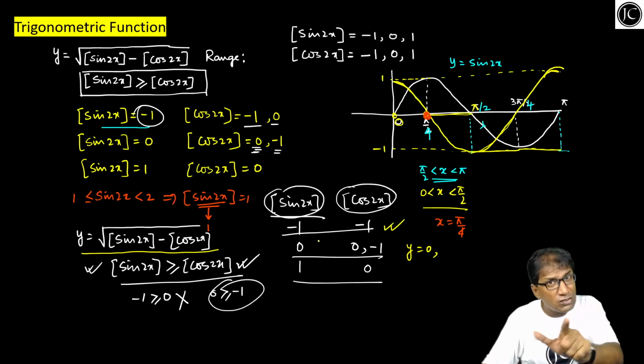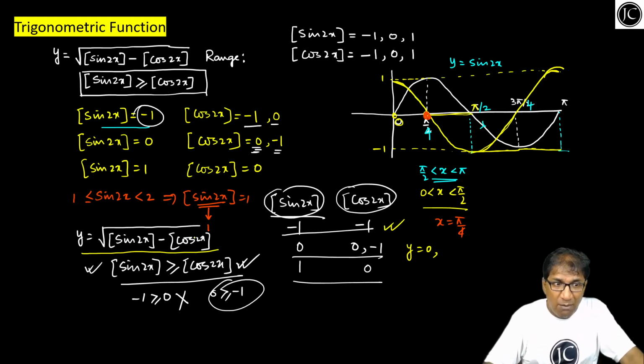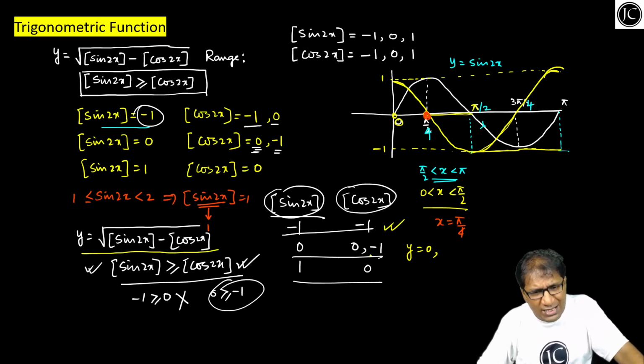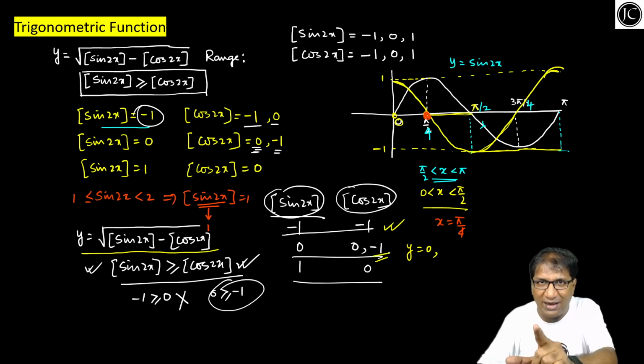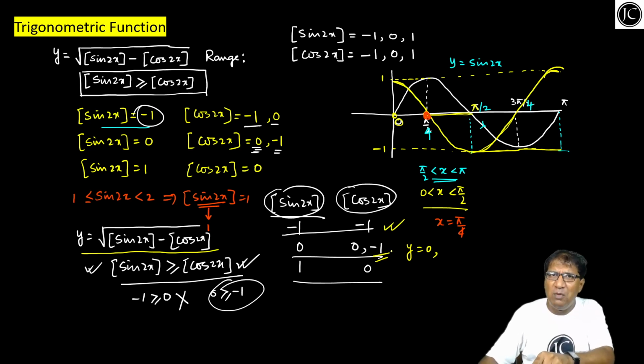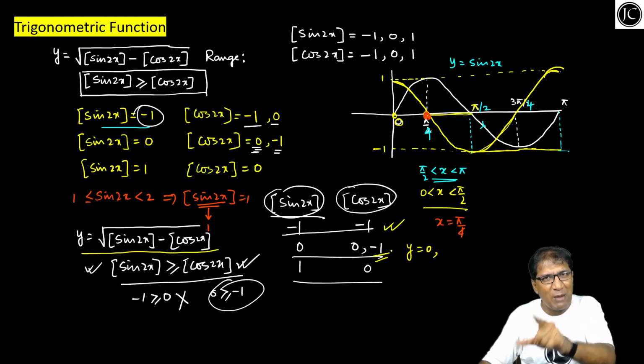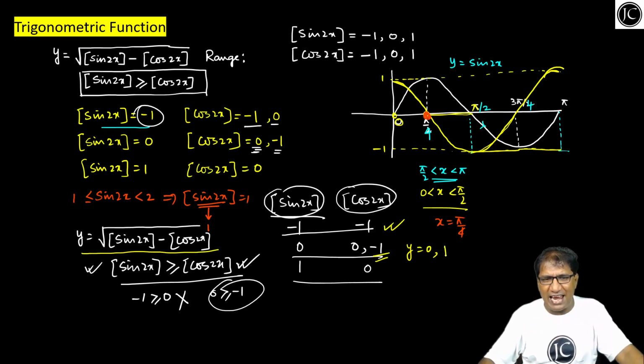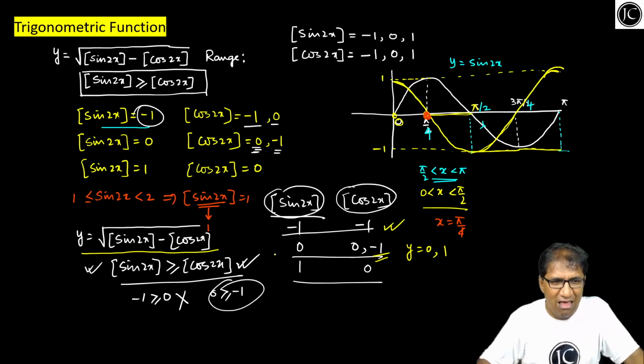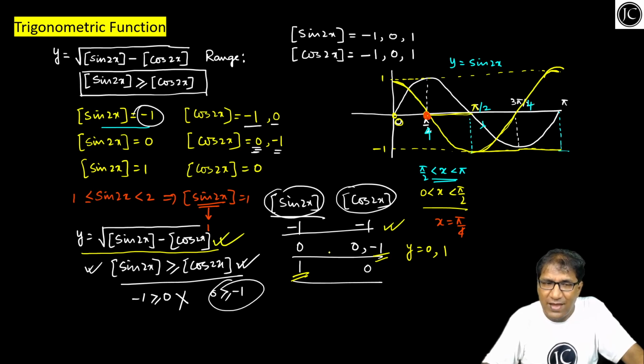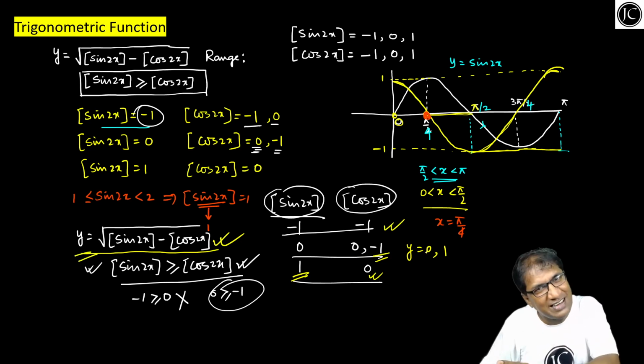Now, when [sin 2x] is 0, but [cos 2x] is -1, see this one, it's -1, then the value of y will be what? Root over of 0 minus of -1, that is 0 plus 1, that is 1. So y is assigning the value 1 only. When [sin 2x] is 1, put it in this. When [sin 2x] is 1 and [cos 2x] is 0, then y is assigning the value again 1. Is it clear?